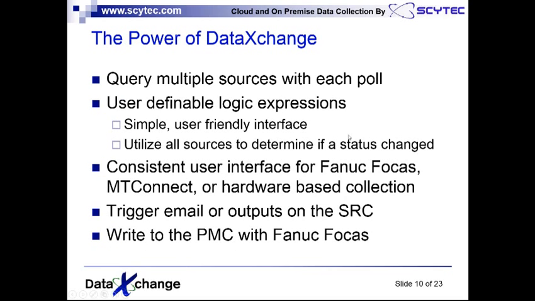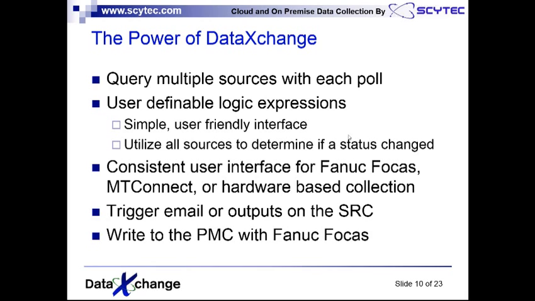Right, the power of DataXchange. The ability to query multiple sources of data is definitely one of the key features. So obviously the machine is something we want to query to see what it is doing, but you can also get data from other systems, such as our database, to be able to compare the two, a barcode scanner, a PC, a tablet. So we pull data from all these different sources, and then we have logic expressions to determine the rules on whether something should take place.